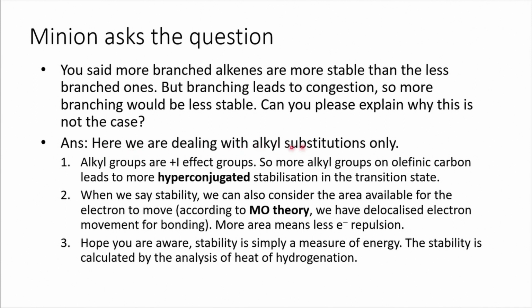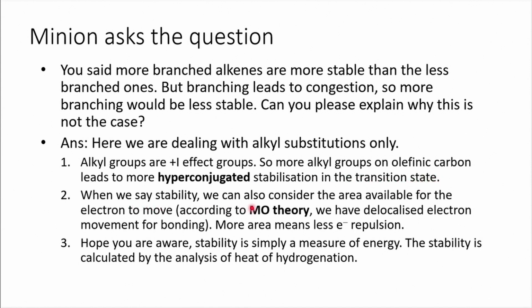See, here we are dealing with only alkyl substitutions. Alkyl groups are plus I effect groups. So, more alkyl groups on the olefinic carbon lead to more hyperconjugative stabilization in the transition state. This is the most important thing. We are not dealing with the final product, but we are dealing with the reaction itself. In the reaction, the transition state is very crucial for product formation. So, more hyperconjugation is favoring the more branched product.